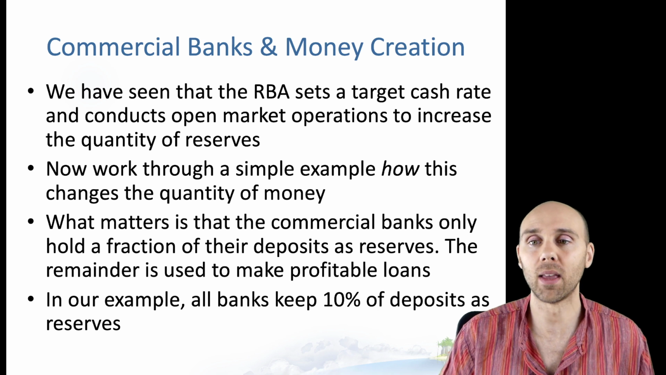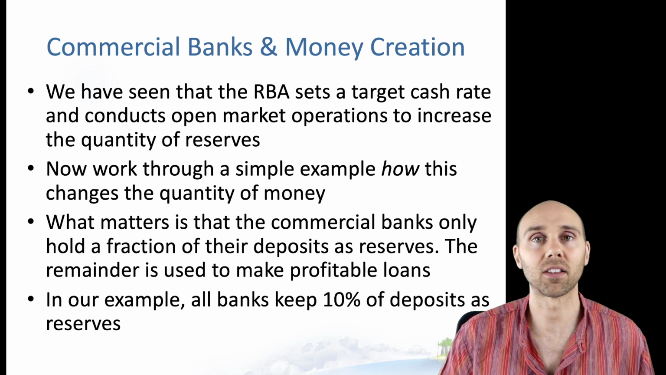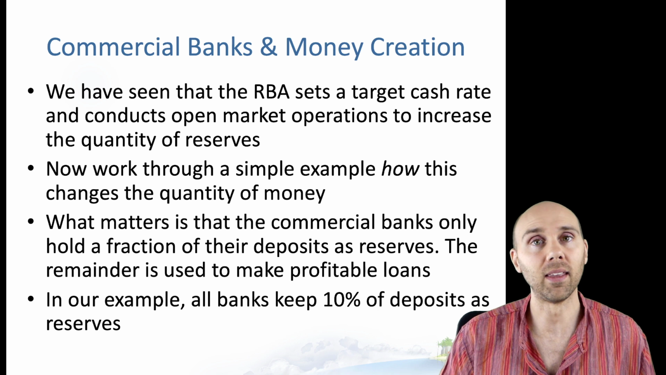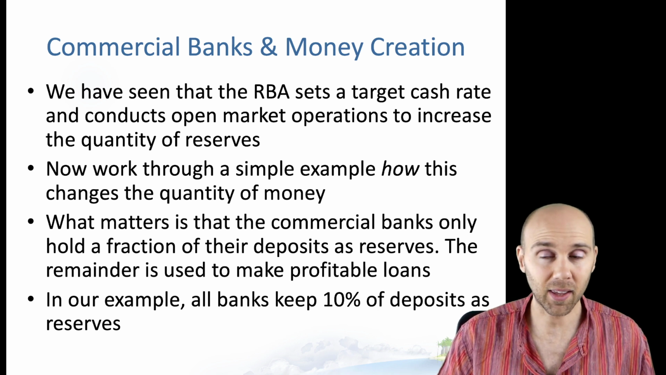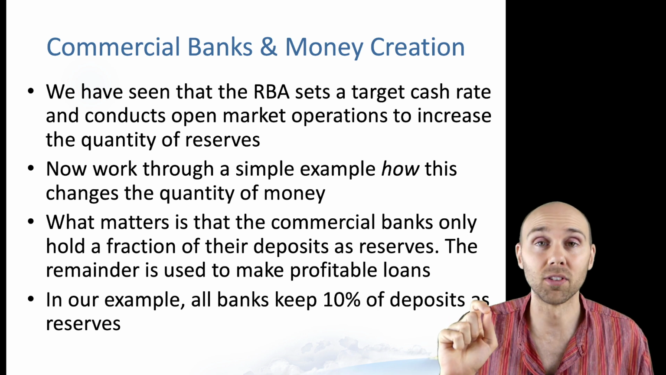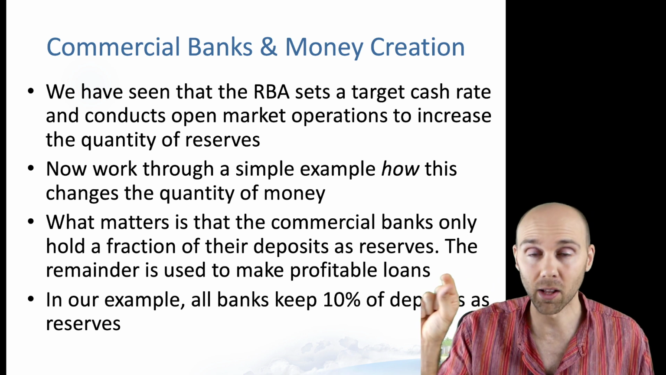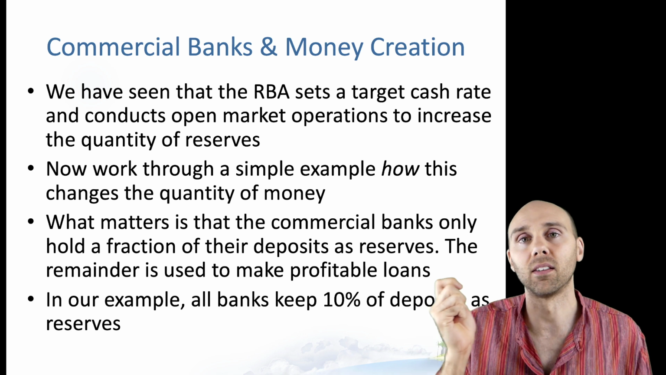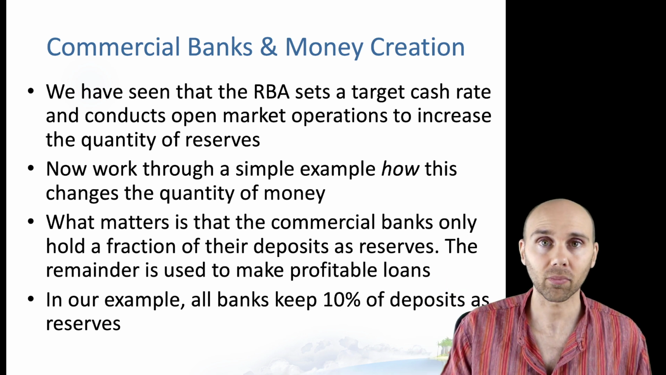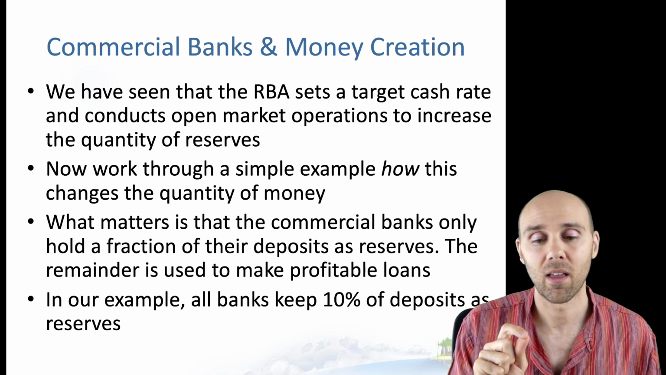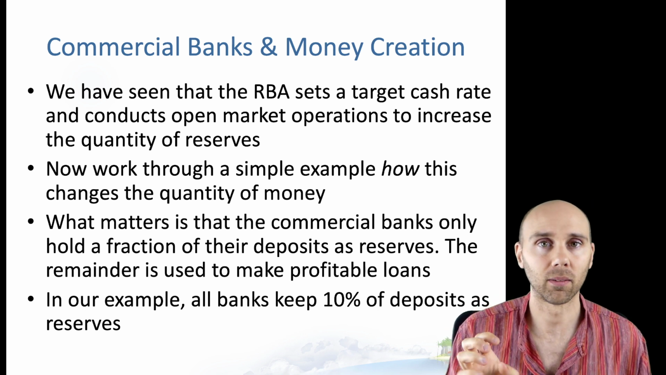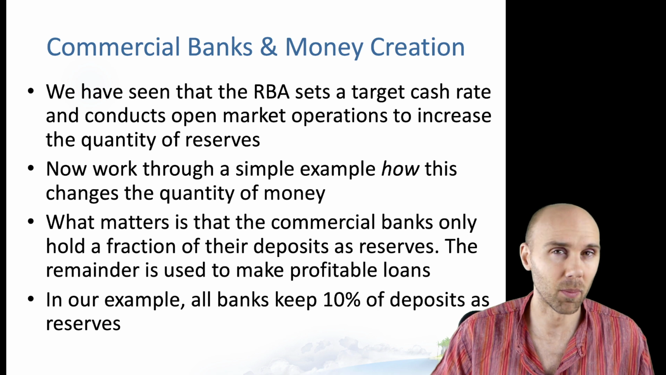Fractional reserve system means that commercial banks don't need to hold all the money that you give to them. So you give them $1,000 into your bank account. You'll see that whenever you go into your internet banking, there's your $1,000, but it's not sitting in the Commonwealth Bank's vault. In fact, they only have to keep a fraction of that. Now, that fraction can differ from bank to bank, but let's make it simple. It's usually around that 10% level.